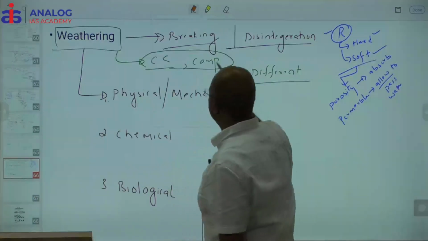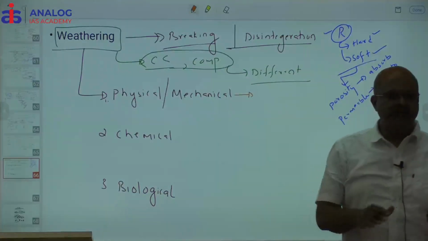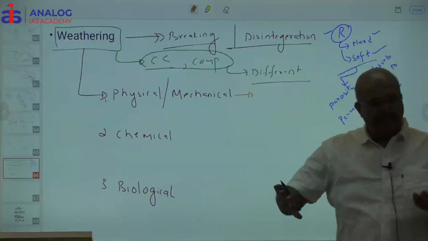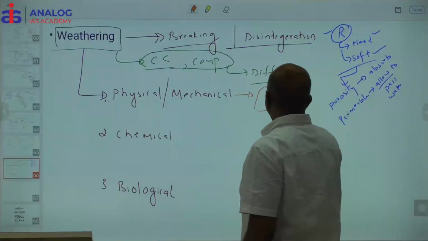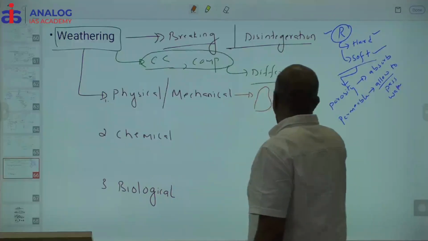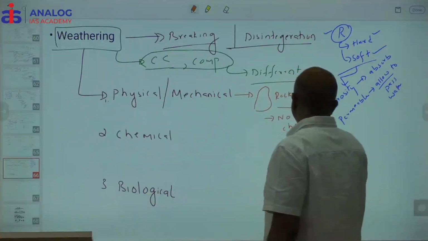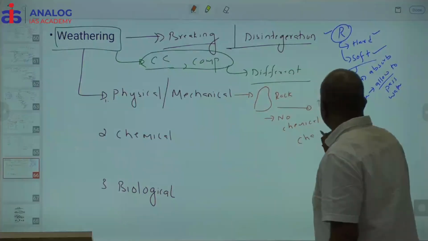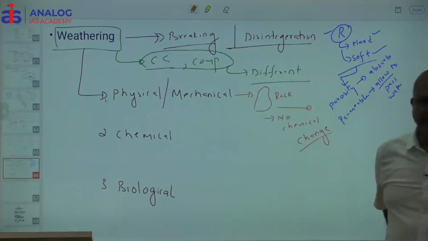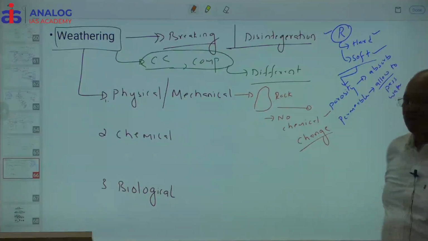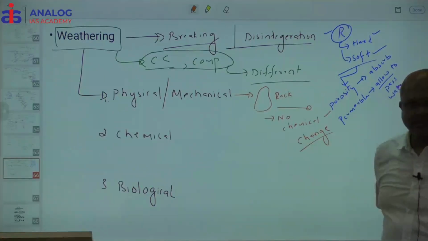Now understand here. In physical weathering, the big rock disintegrates and there is no change in the chemical composition. This is the big rock. It breaks, so there is no chemical change. We refer to that as physical or mechanical weathering. All rocks can undergo physical weathering, right?